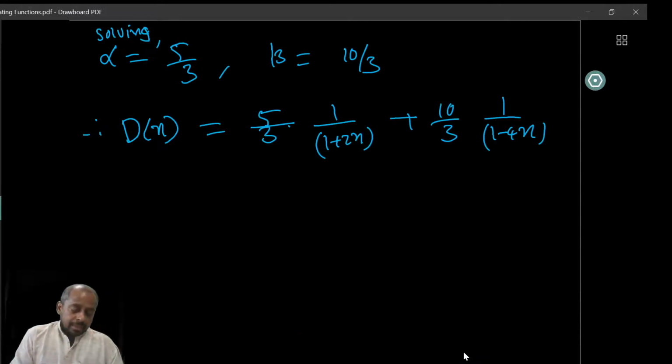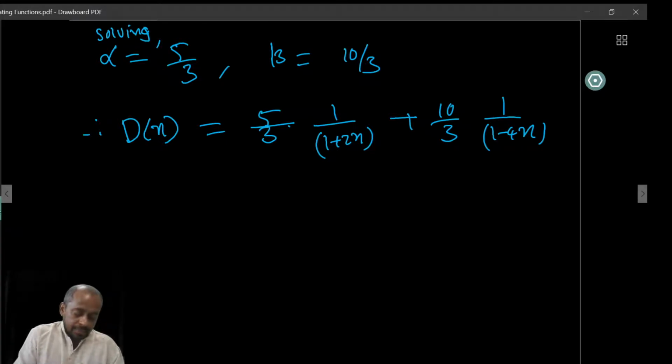So then you have the generating function in this form, that d of x is equal to 5 by 3 into 1 by 1 plus 2x plus 10 by 3 into 1 by 1 minus 4x. So now it is easy.